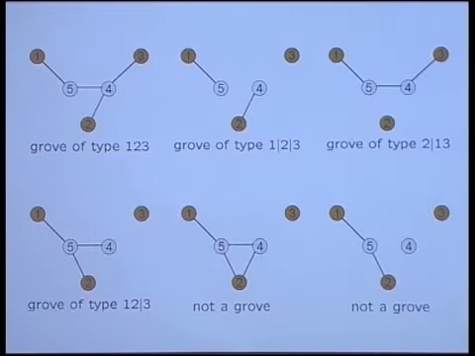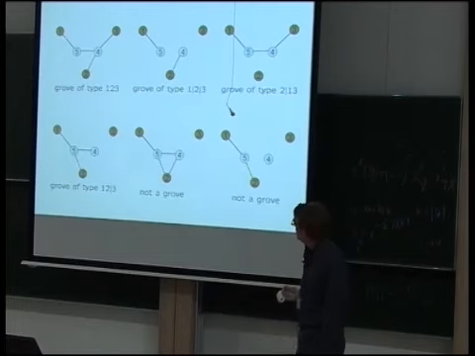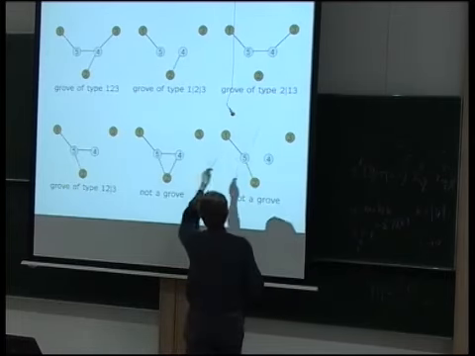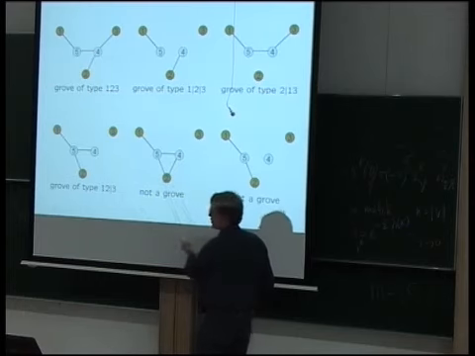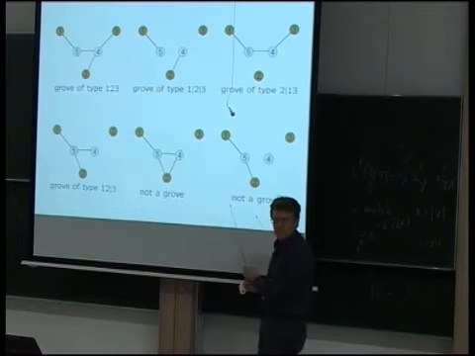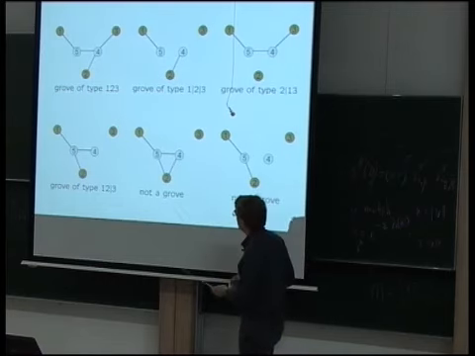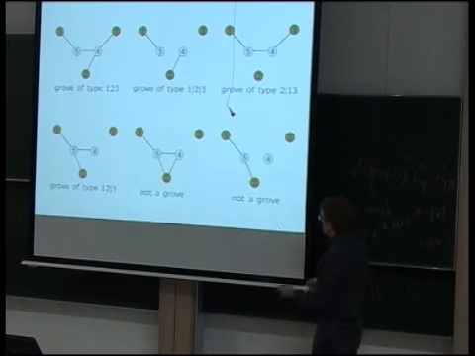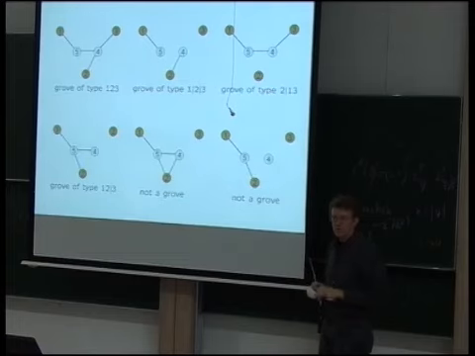Okay, so these are the groves on that graph. A grove is a spanning forest such that every tree contains at least one of the distinguished nodes, which are colored orange. So all of these are groves. This one's not a grove because it contains a cycle, and this one's not a grove because the tree containing vertex 4 doesn't contain one of the distinguished nodes.